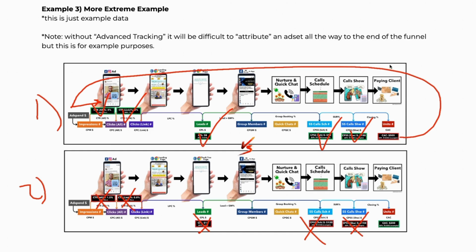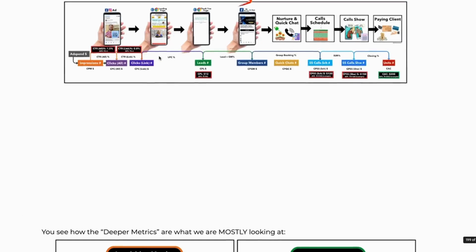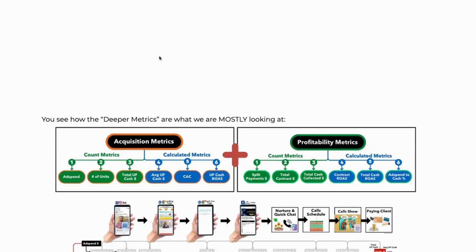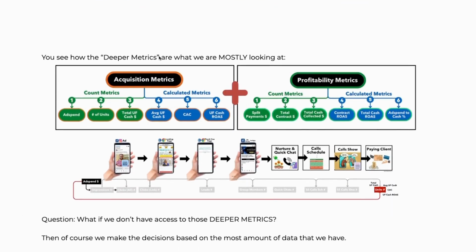If you have the capability to optimize around acquisition, cost per acquisition, CAC, that kind of stuff, and you can attribute that back to the exact ad in the exact ad set, then by all means, optimize around that. If you can attribute calls, by all means, optimize around that. If you can attribute leads, by all means, optimize around that. You're optimizing around the deepest metric that you have available. And so now you can see that when we talk about deeper metrics, we're talking about acquisition metrics and profitability metrics, right?